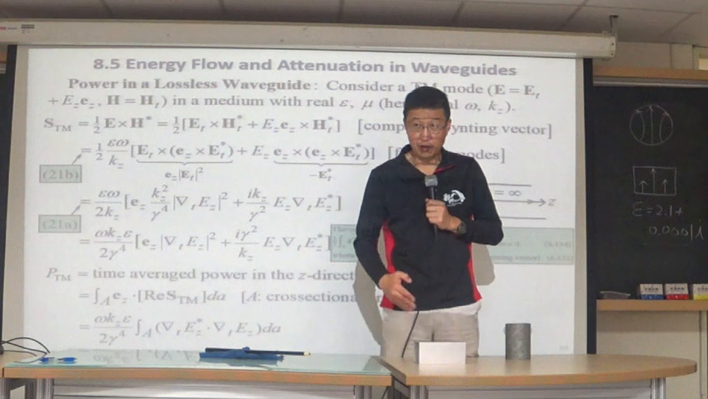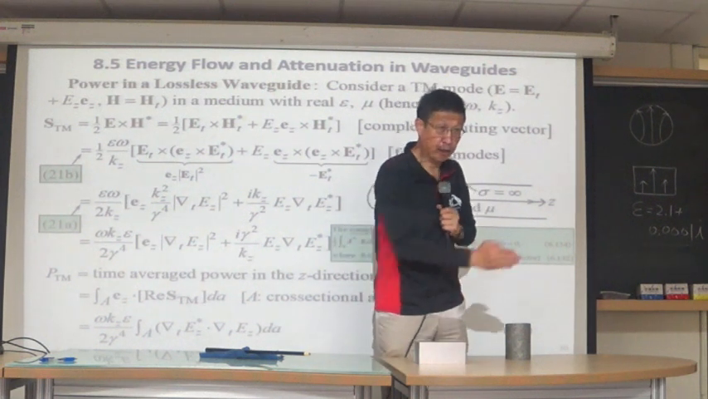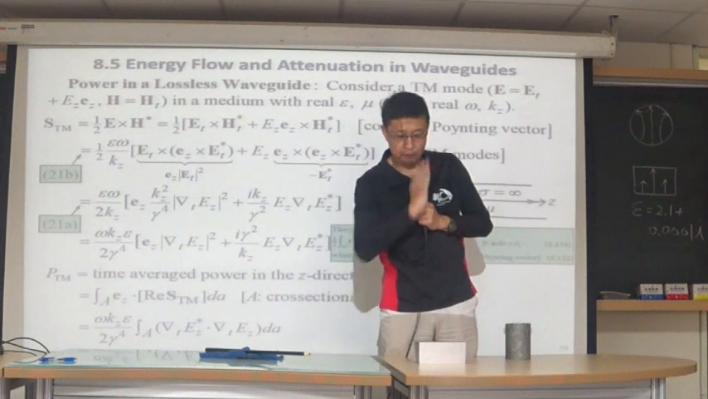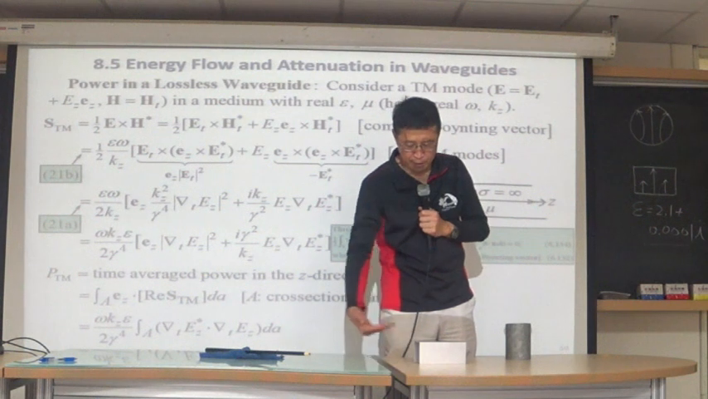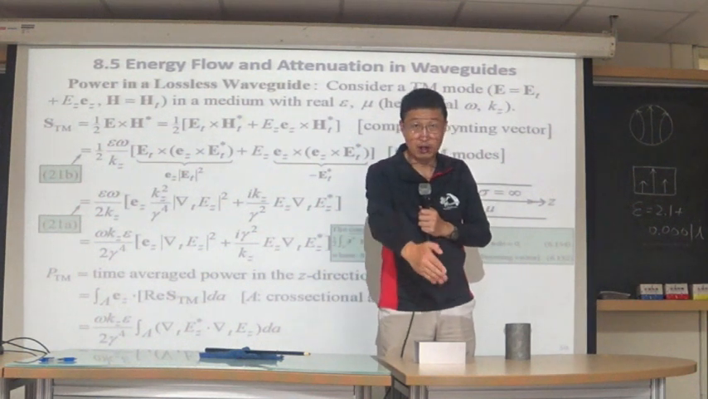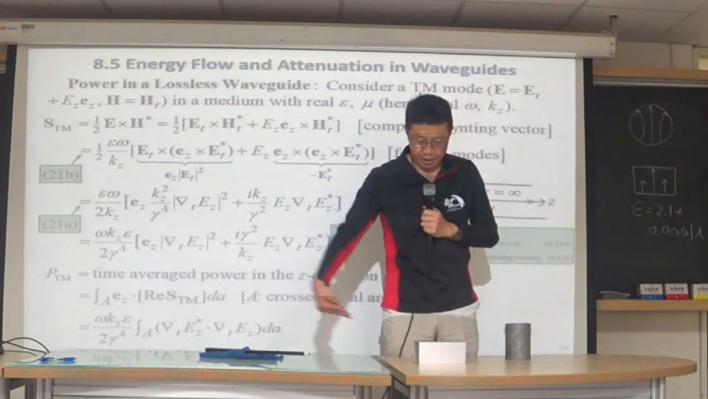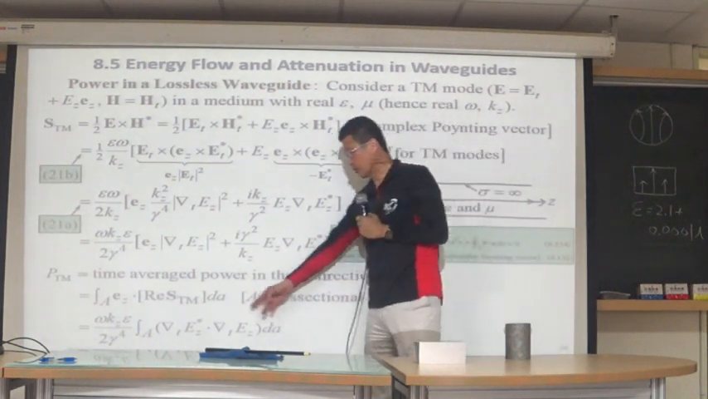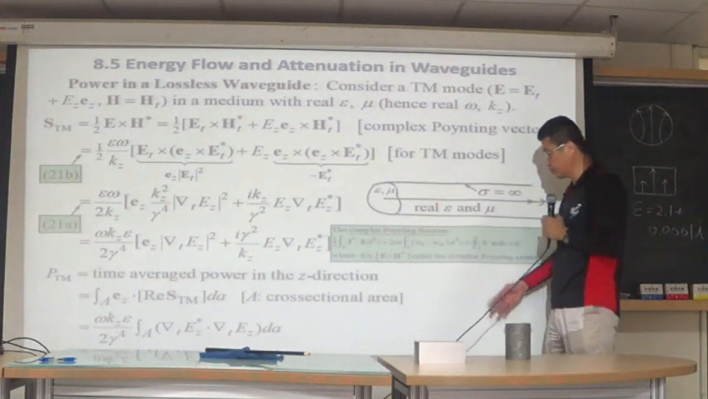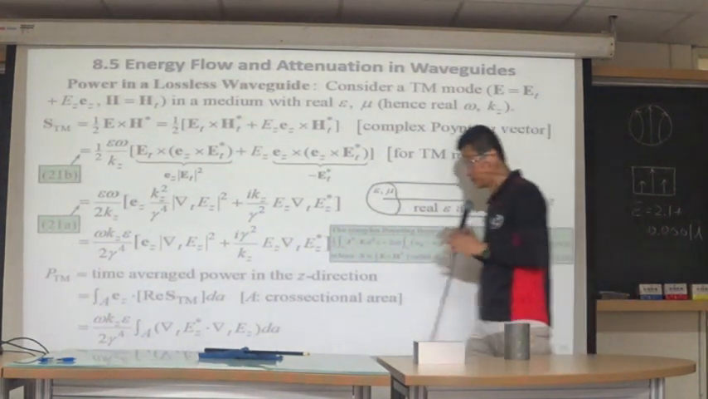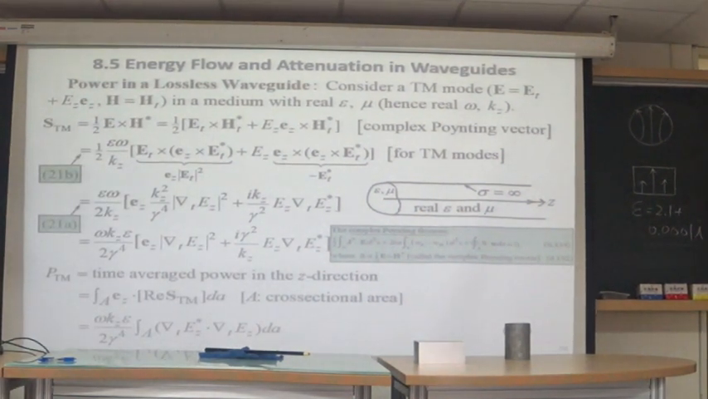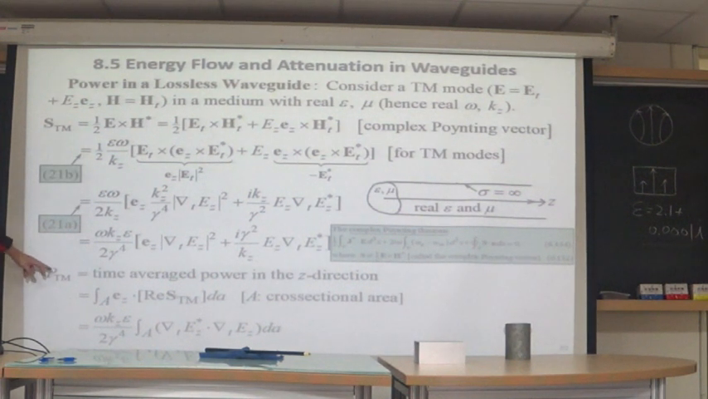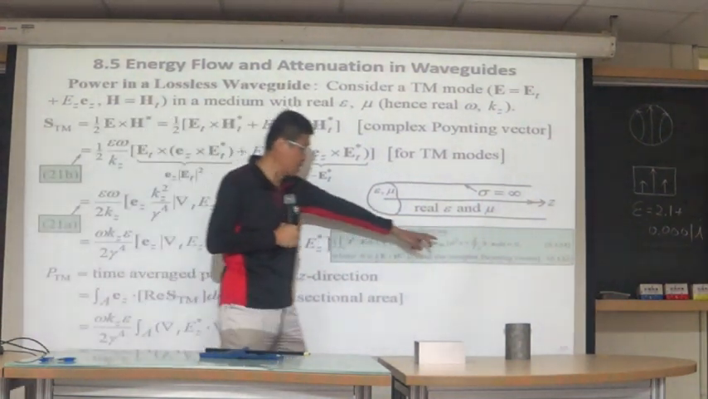Actually, the wave inside the waveguide bounces back and forth inside the waveguide. But wave energy cannot propagate in this direction. So if we want to calculate the power flow, we just consider the Z direction only. Okay? Just consider the Z direction. And then, if we want to consider the complex Poynting vector, we just calculate one term.